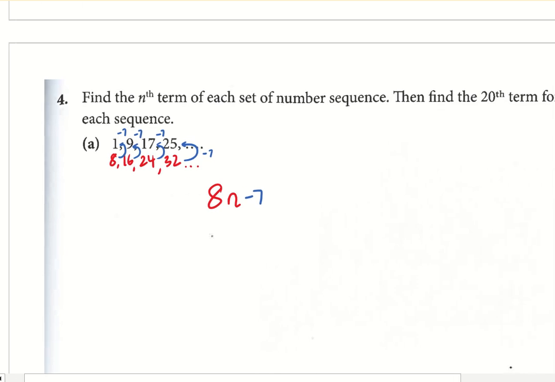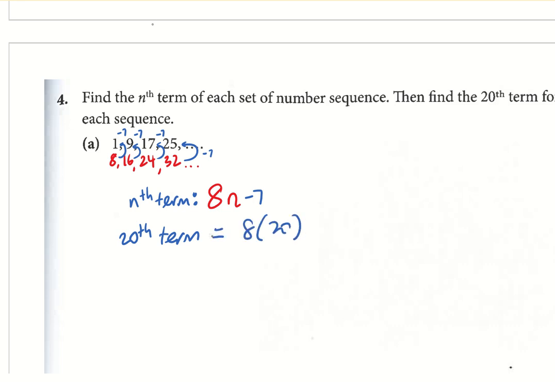In order to find the 20th term, this is our nth term. So the 20th term will be equal to 8 times 20 minus 7. So 160 minus 7 gives us 153.